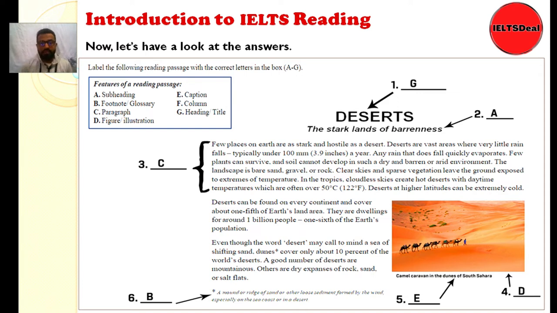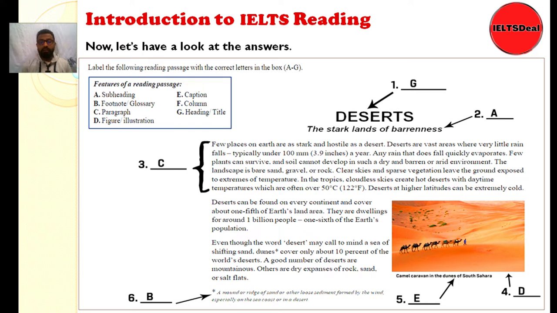Then each of the text sections that you get here is called a paragraph. In number 4, the picture is called the figure or illustration in IELTS, and the text just below the picture is called the caption. Finally, in paragraph number 3, you will find a word with an asterisk sign, and right beneath the text you have the asterisk sign and the description of the word. This place is called a footnote or a glossary.